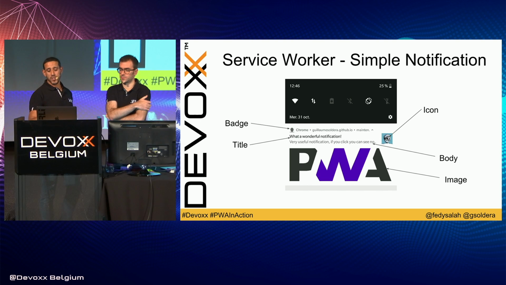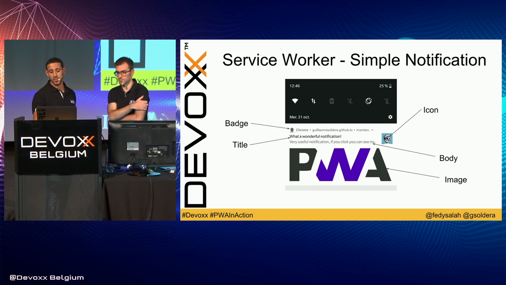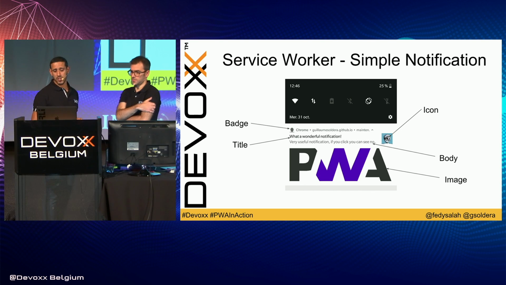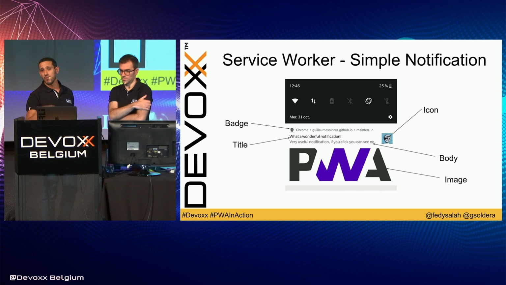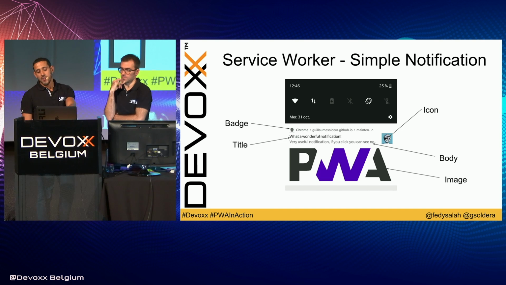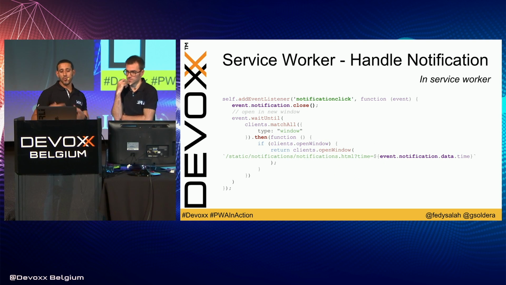So this picture shows how we can customize a notification in our progressive web app showcase, and the notification will display like this. We customize the icon, the body, the image, the badge, and the title. We can also define actions on the notification. If we want to ask users questions or stuff like that, we can define some actions, and when these actions are clicked, we can handle the click of the notification.